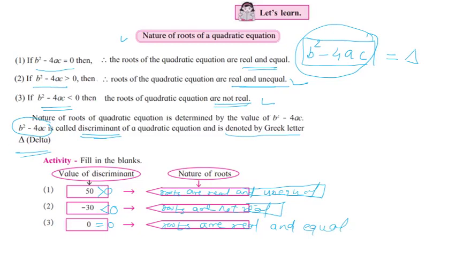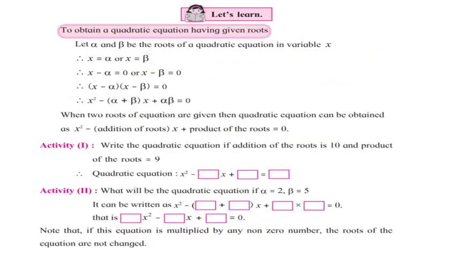Now see the next topic, second. Let's learn to obtain a quadratic equation having given roots. Let alpha and beta be the roots of a quadratic equation in the variable x. Therefore we can write x equals alpha or x equals beta, and therefore x minus alpha equals 0 or x minus beta equals 0. After taking the product of these two, we get the required quadratic equation. Like this, when two roots are given, we can obtain the quadratic equation from this formula.